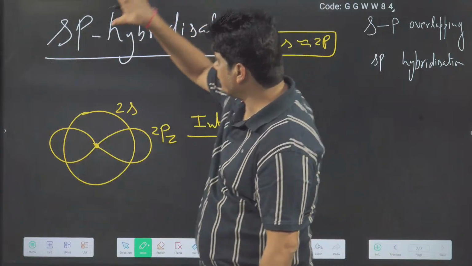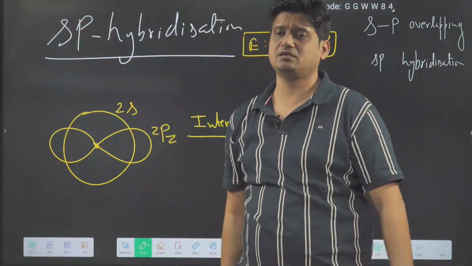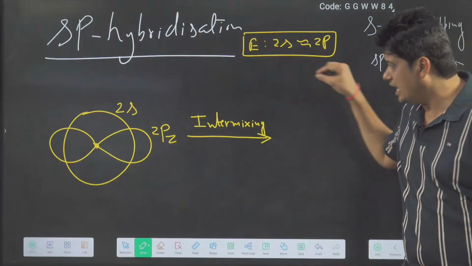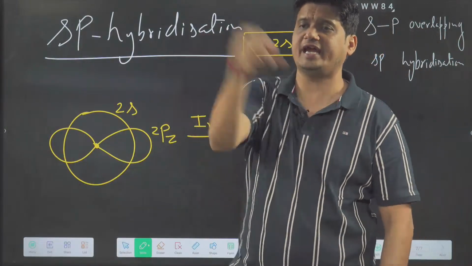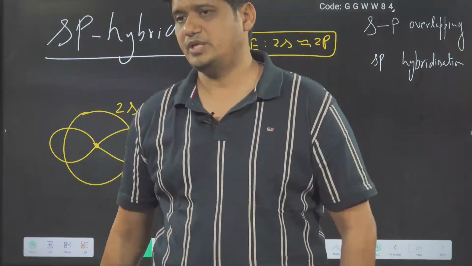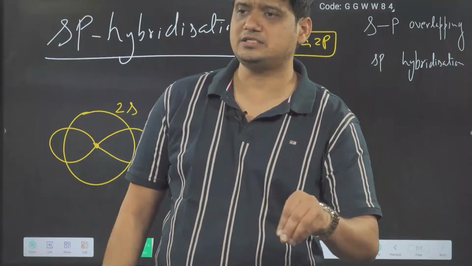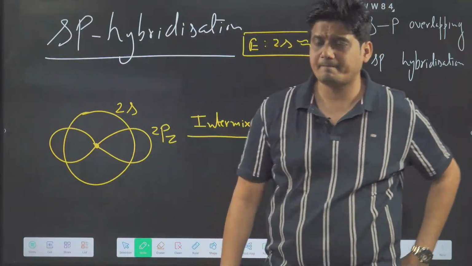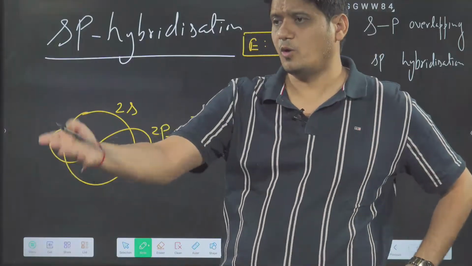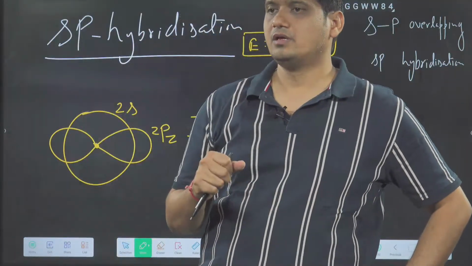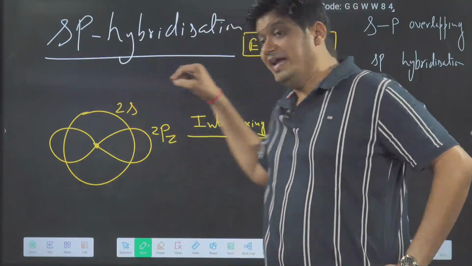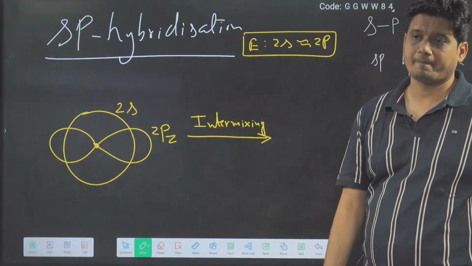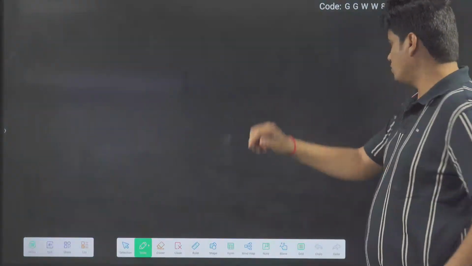So total orbital count is 2. If I have taken 2 atomic orbitals for hybridization, how many hybrid orbitals will I get? Please answer. 2, obviously. 2 hybrid orbitals. Now the point is how to place them. Before that, one more thing.